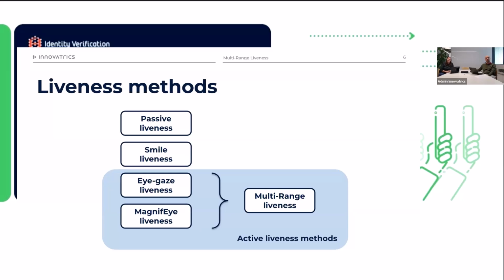Of course, this liveness had issues because the detection of the eyes didn't work on all persons because of their eyelids or similar issues. So we developed another liveness, the magnify liveness, where the user had to bring the camera closer to the eye to get close-up details. These two livenesses are now planned to be replaced by the new multi-range liveness.